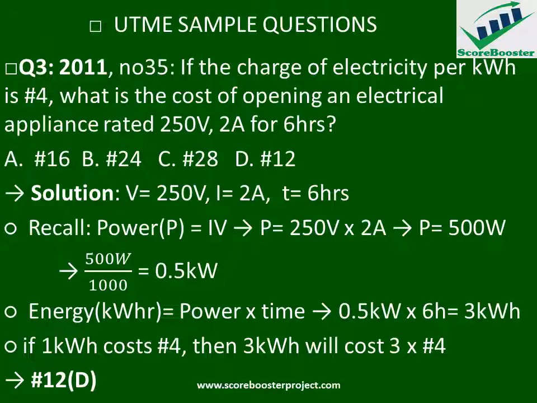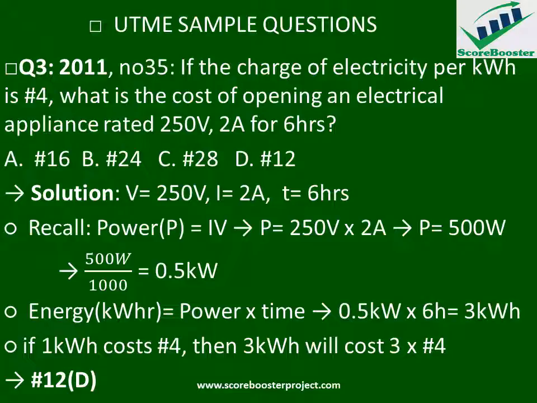So I urge you to please check that for the necessary foundation for the various formulas of power. But from this particular question, from V and I, we can get our power. So our power, since we are not given directly, will be equal to I V. So when you substitute, P will be I, which is 2 ampere, times V, which is 250 volts. So 250 times 2 will be 500 watts.